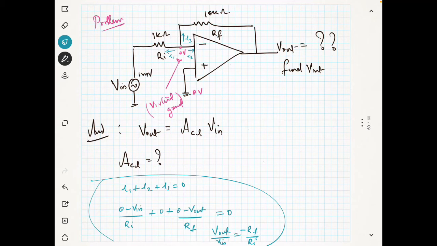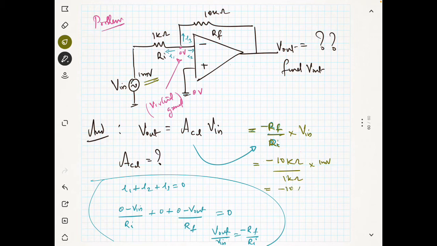So what is my output? What is my closed loop gain? It is minus Rf by Ri. Okay, I will write with another color. Minus Rf by Ri into V in, right? This is equal to minus 10 kilo divided by 1 kilo ohm into, what is my V in? My V in is 1 millivolt. So this is nothing but minus 10 into 1 millivolt, which is equal to minus 10 millivolt.